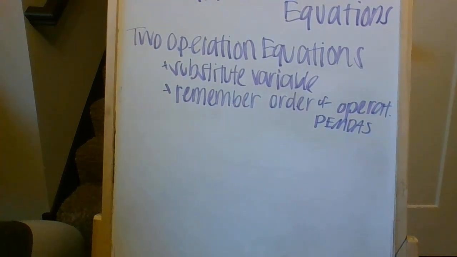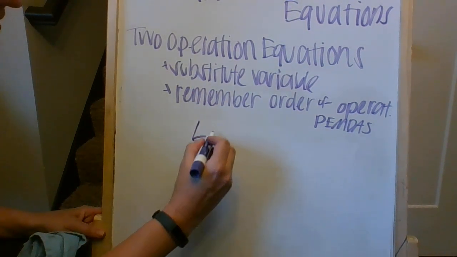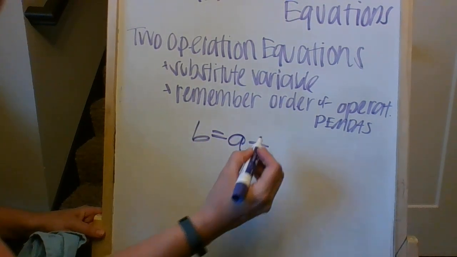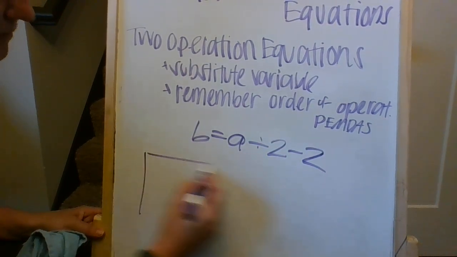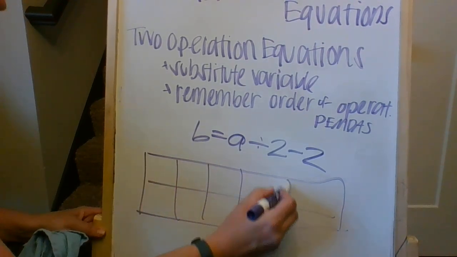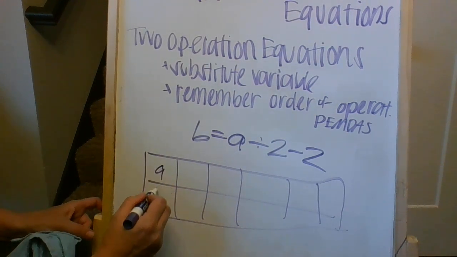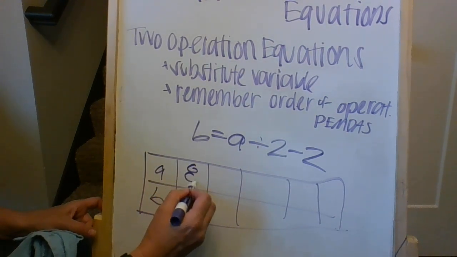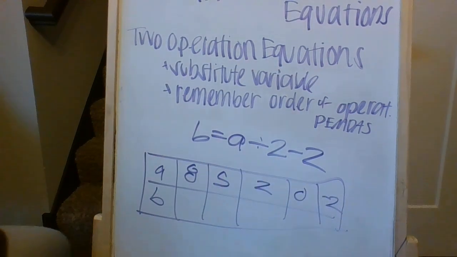There's also going to be some answers that are going to be taking a look at some decimals. So I want to show you this one right here. We're going to say b equals a divided by 2 minus 2. A beautiful artist, right? All right, a and b. We're going to say this is 8, 5, 2, 0, and negative 2.